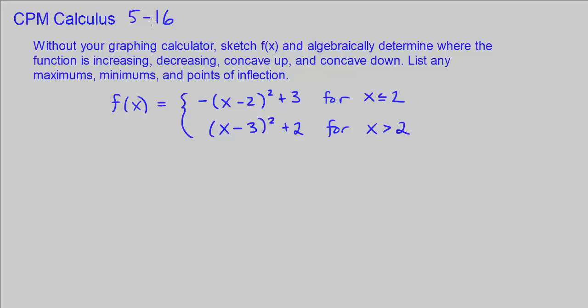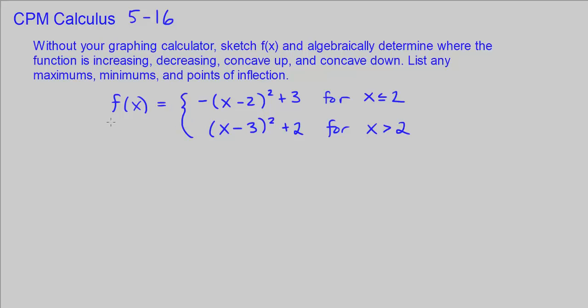This is CPM Calculus Chapter 5, Number 16. Without your graphing calculator, sketch f of x and then algebraically determine where the function is increasing, decreasing, concave up, and concave down. Also, list any maximums, minimums, and points of inflection. Alright, so let's go ahead and sketch this graph.